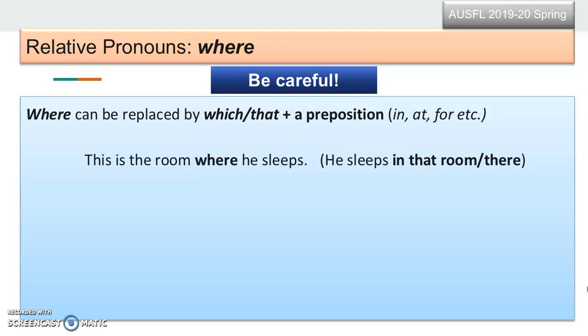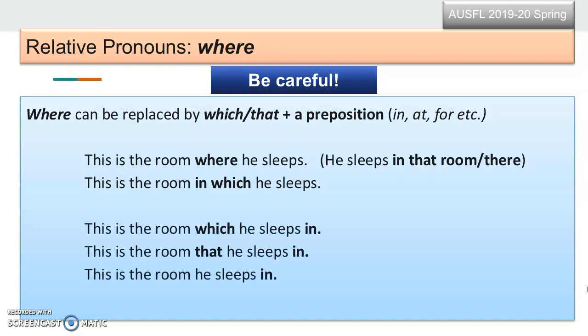This is the room where he sleeps. When you use the appropriate preposition in, we have the following alternatives. This is the room in which he sleeps. This is a formal usage, and you can only use which, because the preposition is used first. When you use the preposition at the end of a relative clause, you have the alternative that, or you can simply omit the relative pronoun, but keep the preposition in the sentence.